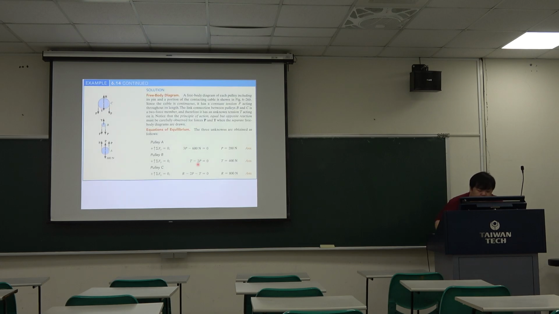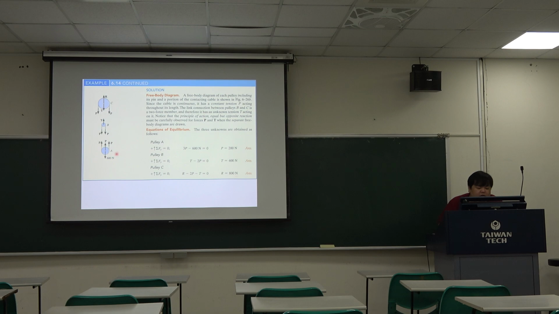So we can focus on pulley A, the big pulley, and do the summation of F_y equals 0. So the three cable segments in this part of the small middle-size pulley, so 3P minus this force is equal to 0. So we can find P is equal to 200 Newton. So what's the answer here?